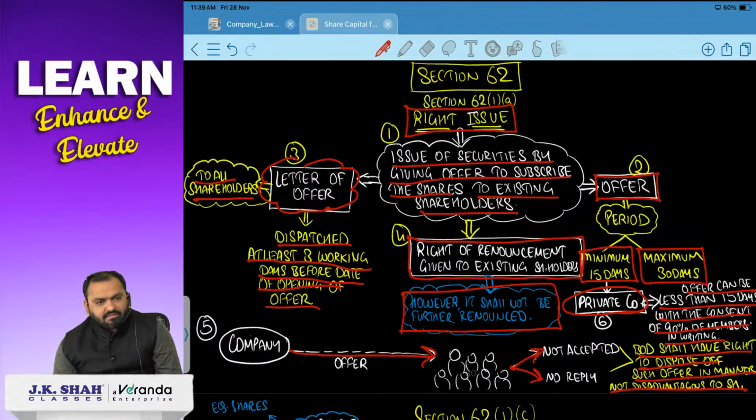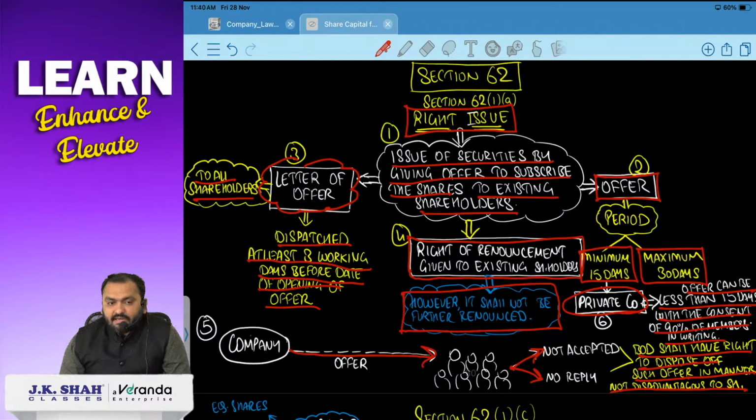Let us revise what it is. It is the issue of securities to existing shareholders. An offer is made to existing shareholders to subscribe to the shares, to invest money in the company. This offer shall be given to the existing shareholders, and the offer period maximum is 30 days.